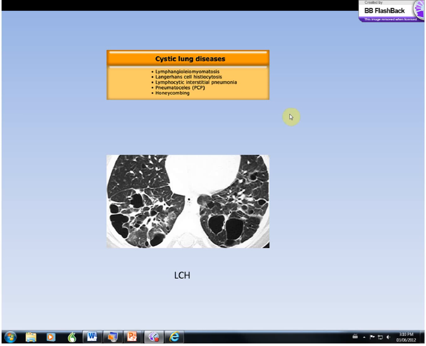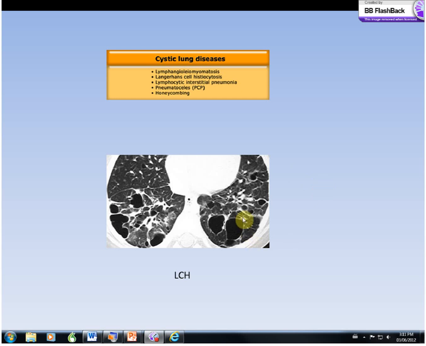And here is some differentials for cystic lung disease: lymphangioleiomyomatosis, otherwise known as LAM. That's how I'll say it from now on, if I have to say it. Langerhans cell histiocytosis, known as eosinophilic granuloma or histiocytosis X at different periods of time in the past. LIP, pneumatoceles, and honeycombing.